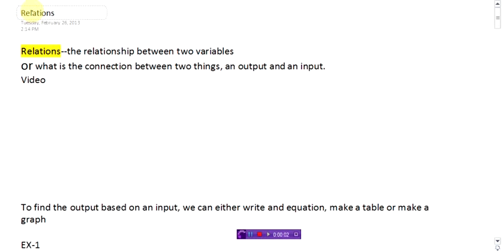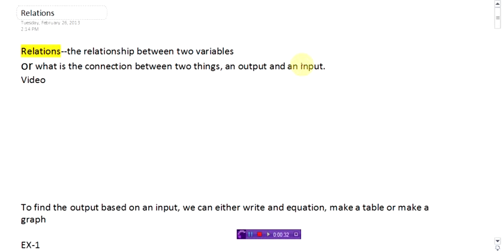Okay, next topic is something called relations. Relations are things where you relate two variables, or they're showing the relationship between two things that change. Or another way to look at it is, what is the connection between two things. One of the things would be an output, the other would be an input.